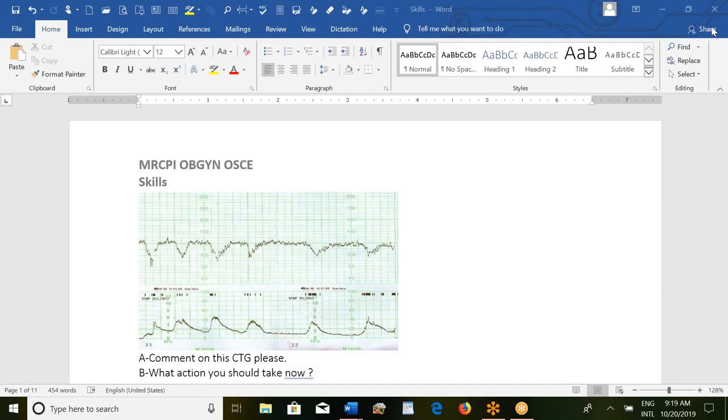For the skills stations, they can show you anything. They will show like 7 or 8 different items. They can give you a CTG, they can give you some other devices and ask you to comment on them: what are these, why we use them? They can show you different surgical instruments, sutures, and they can bring like an IUCD.